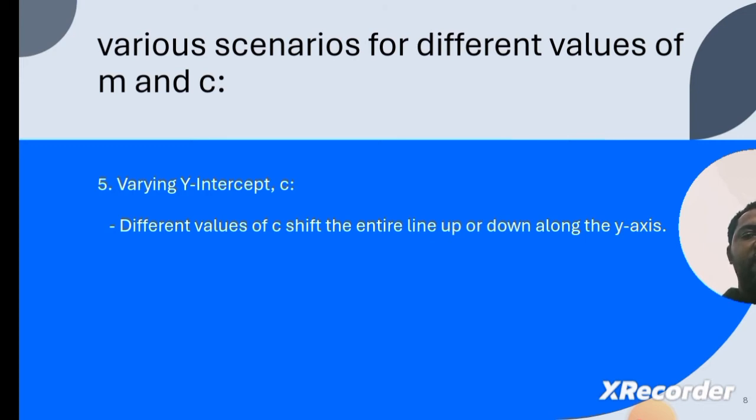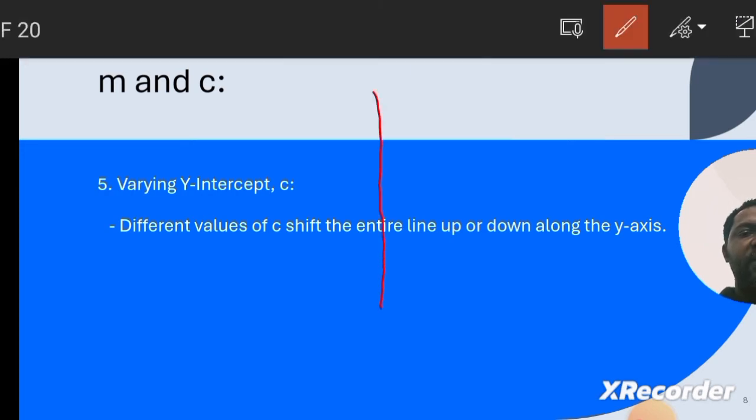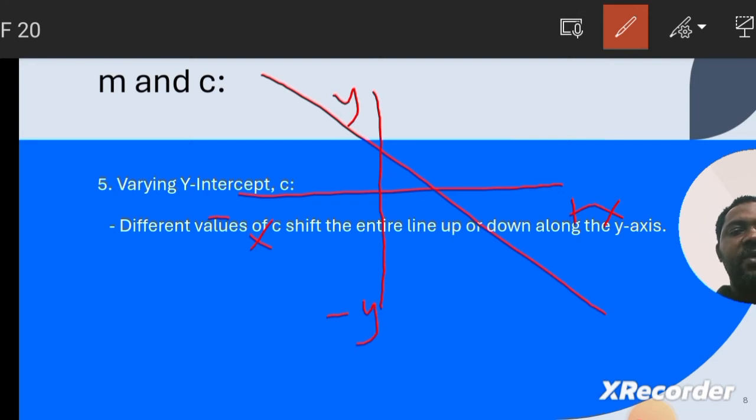Now, different values of C shift the entire line up and down along the y-axis. We are going to see that very soon. What that means is that there are cases of positive intercept. So let's assume we have our graph this way. This is positive y-axis, this is negative y-axis, this is positive x-axis, and this is negative x-axis. Now when your graph comes down this way, let's say we have a graph like this. If you notice, this line cuts the positive intercept. So in this case here, the intercept is going to be positive.